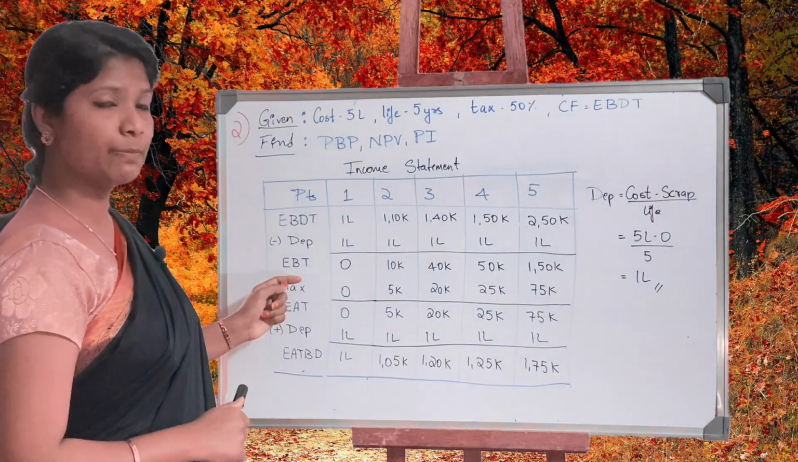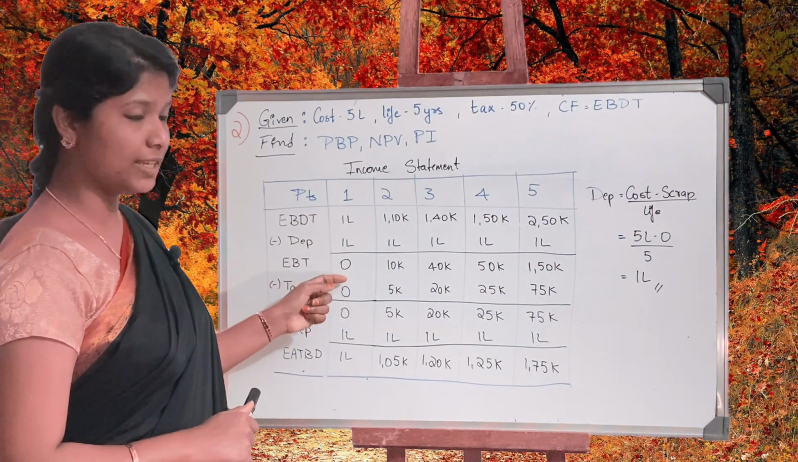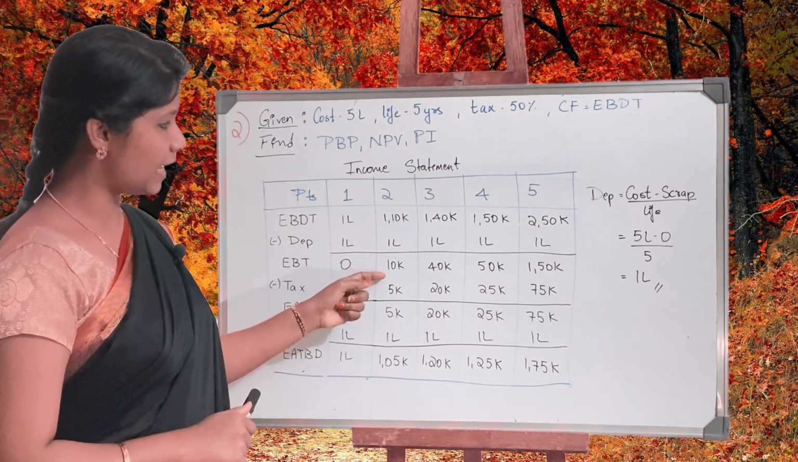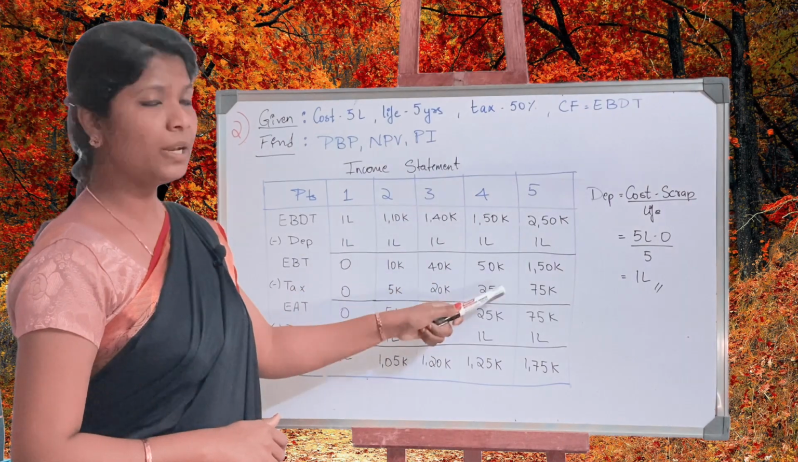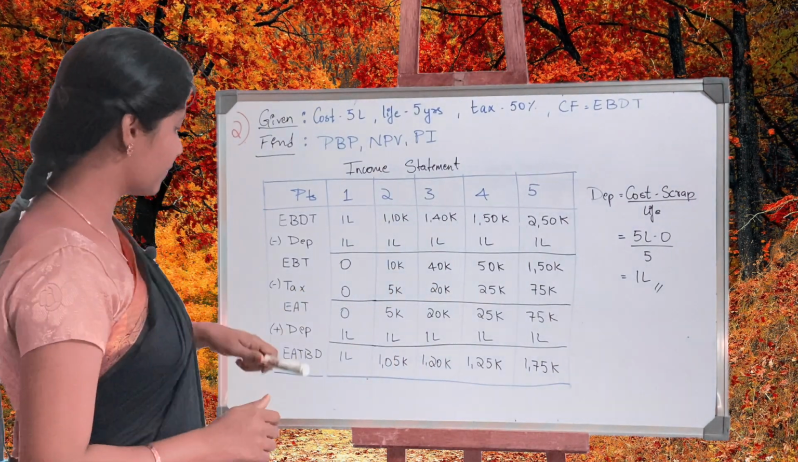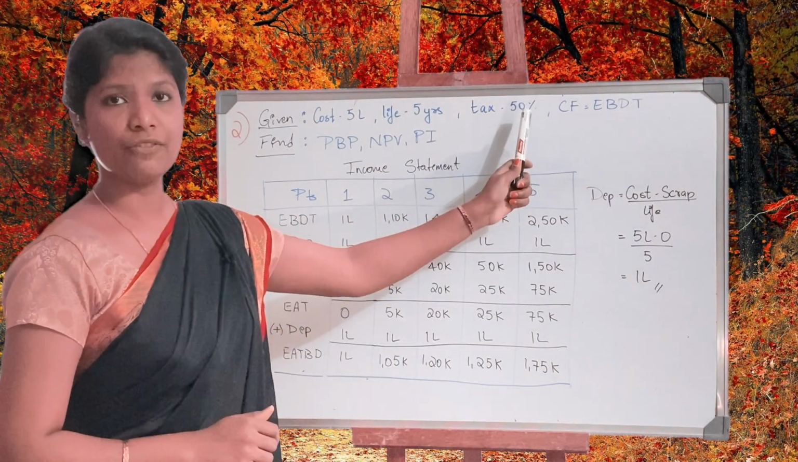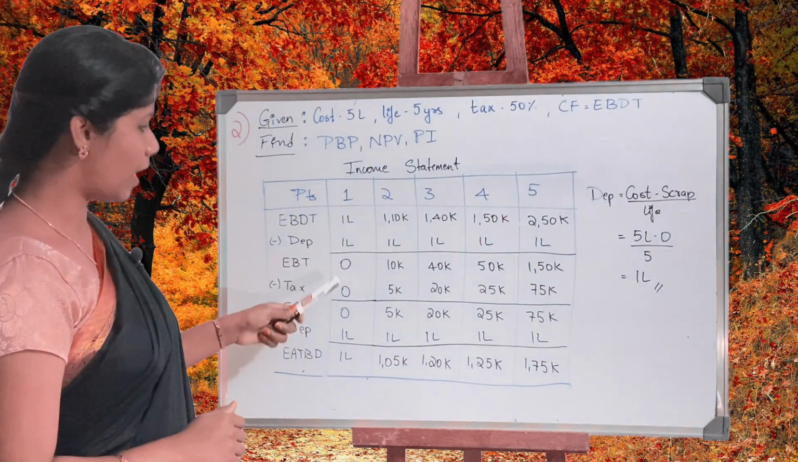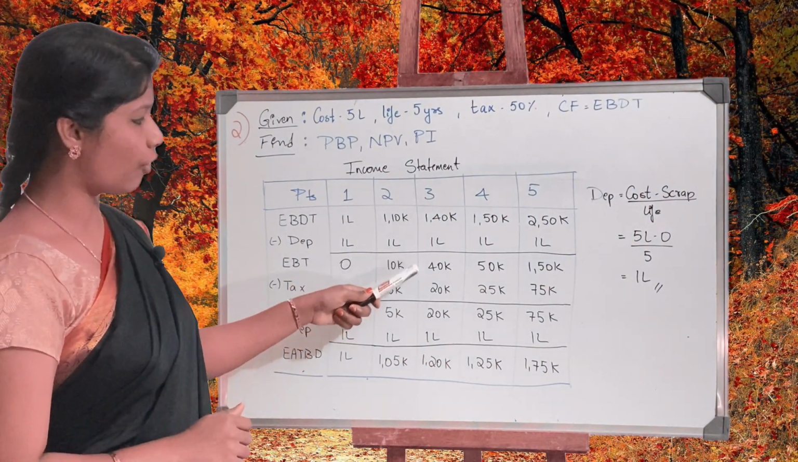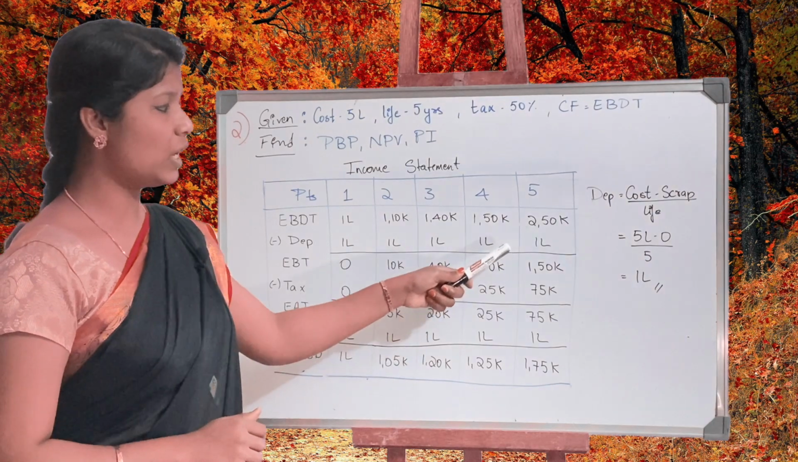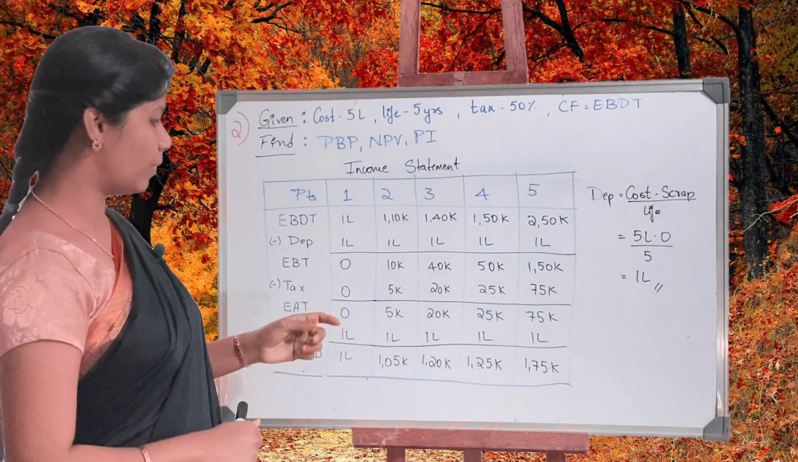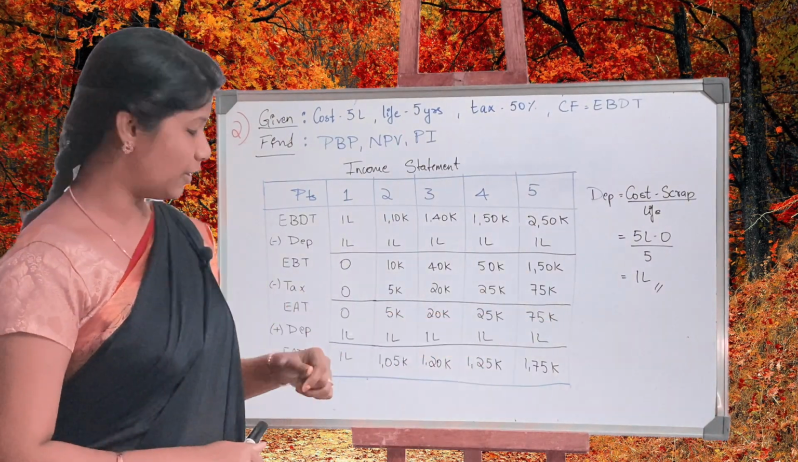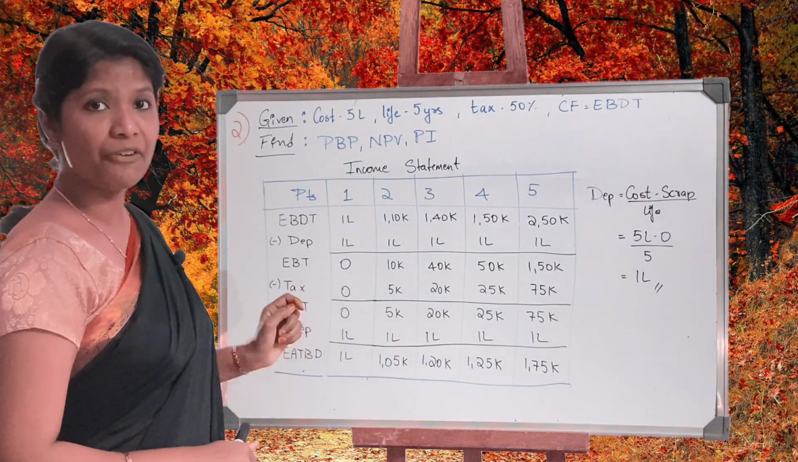And then we have earnings before tax, 1 lakh minus 1 lakh is 0. And then second year it's 10,000, third year 40,000, fourth year 50,000, and fifth year 1 lakh 50,000. Next, tax, it is said to be 50% deduct. So half of that, 10, 5, 40, 20, 50, 25, 1 lakh 50 and 75. So the rest 50% will be carried forward as it is, which is called earnings after tax.